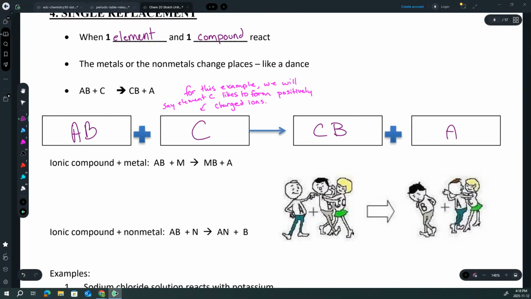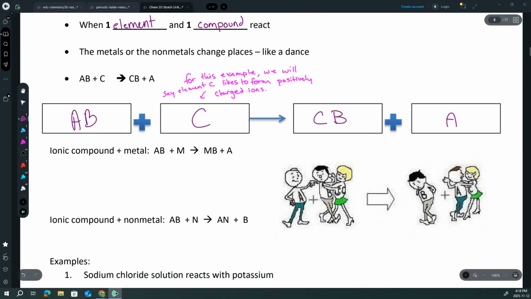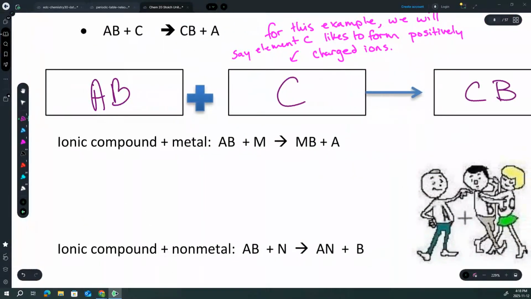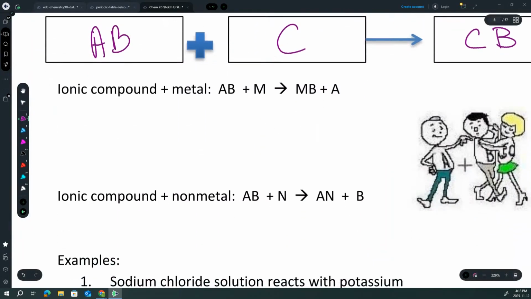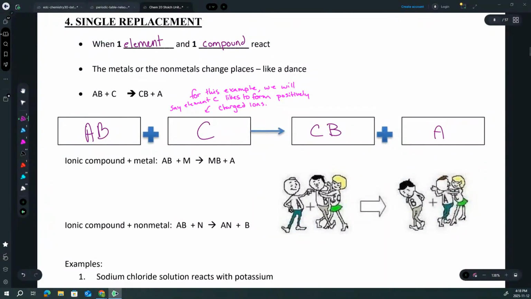But like I said, there are two different scenarios, and it all depends on whether the element on your reactant side is a metal, or likes to form ions with positive charges, or a non-metal, in other words, likes to form ions with negative charges. We're going to get into the details of that in a little bit.